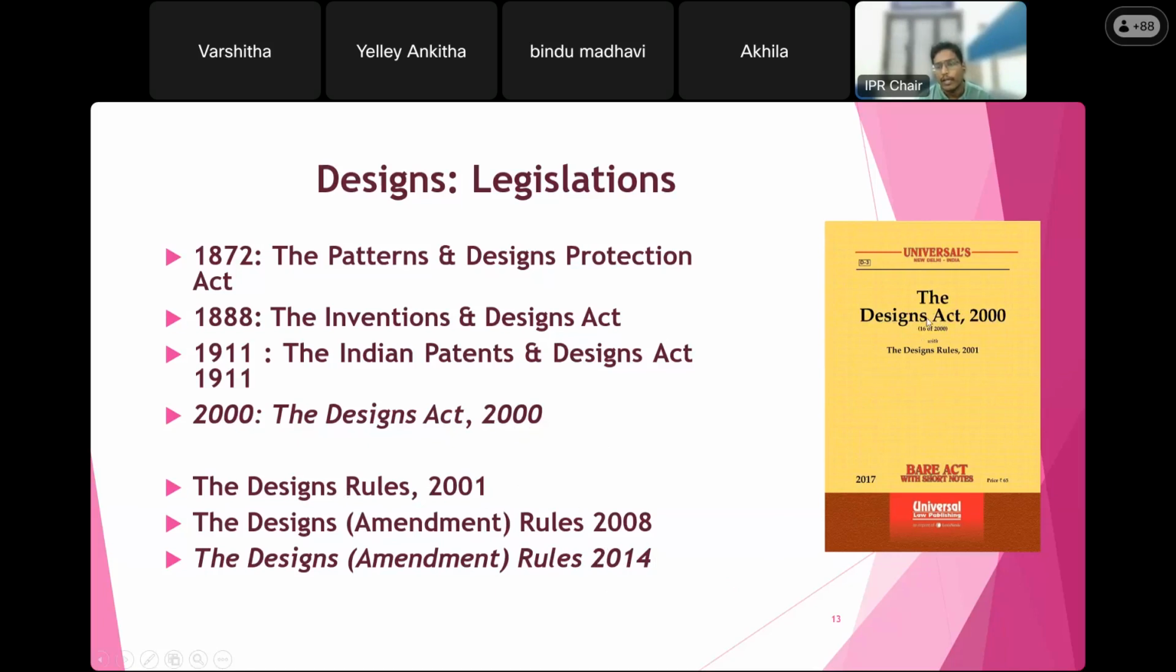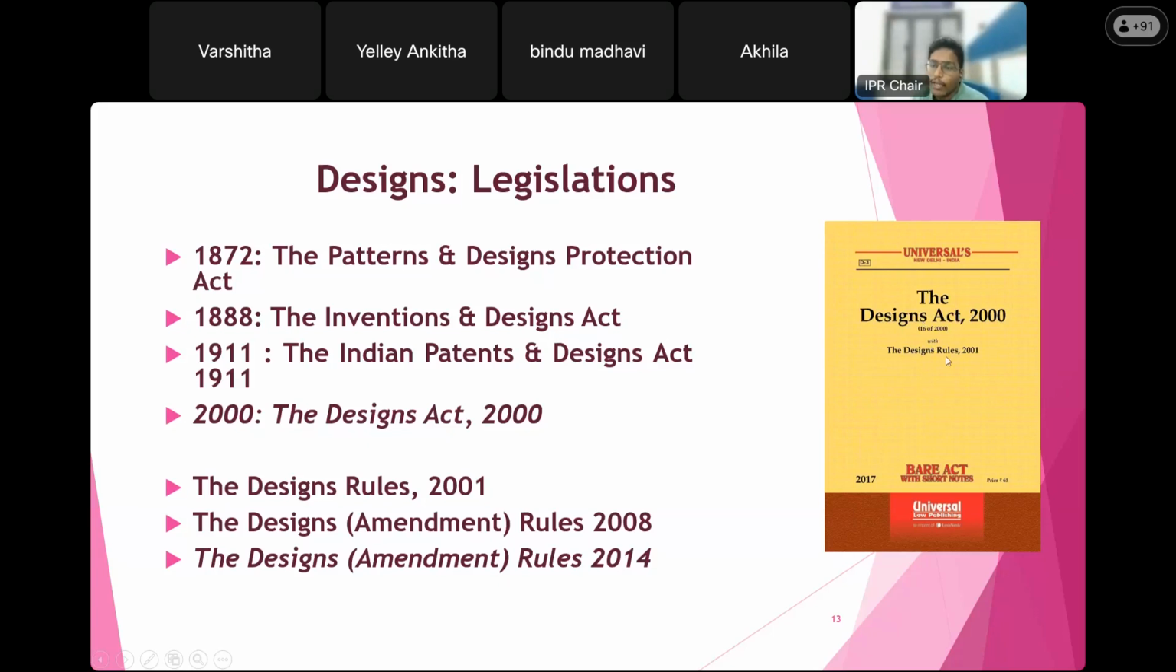Why do we separate rules and act? Because an act should be in the parliament, approved by the upper house and lower house, and then with the president's consent, only then does the bill become an act. If you want to modify anything, it is very difficult every time to get approval from Lok Sabha, Rajya Sabha and then the president. So some of the things they keep in rules. If you want to change the rules, the government can change them. For rules, you need not get the consent of the parliament. That's the reason they segregate.